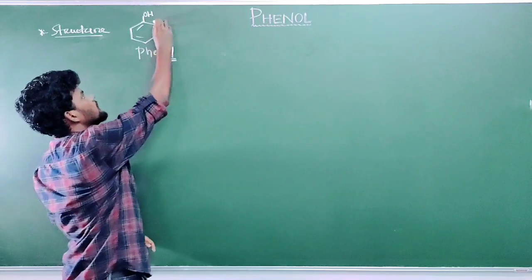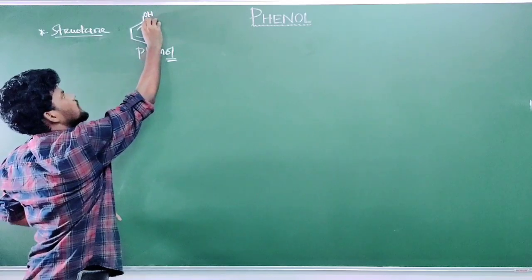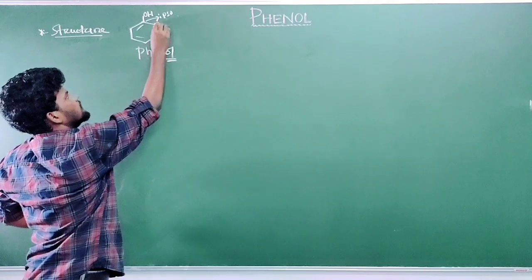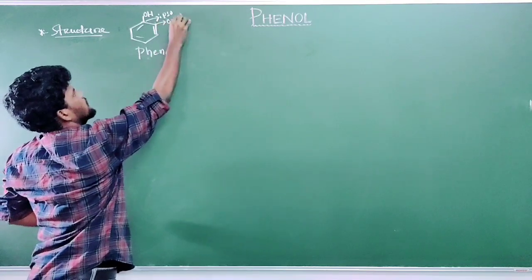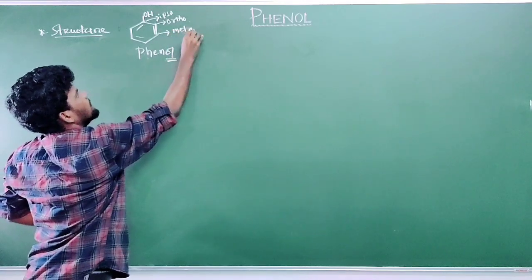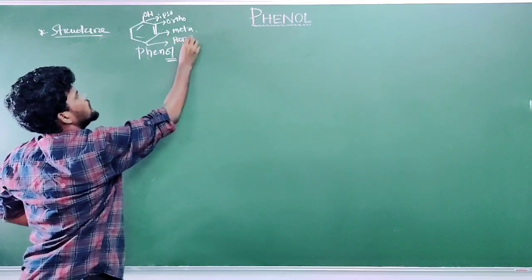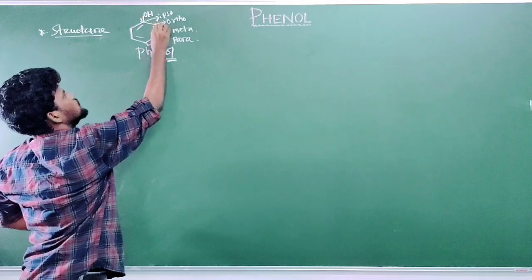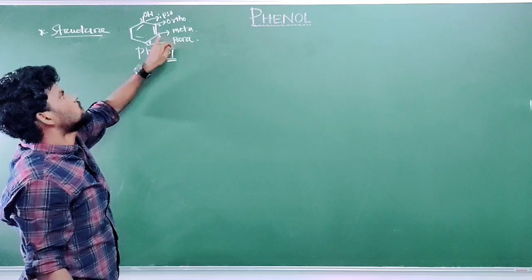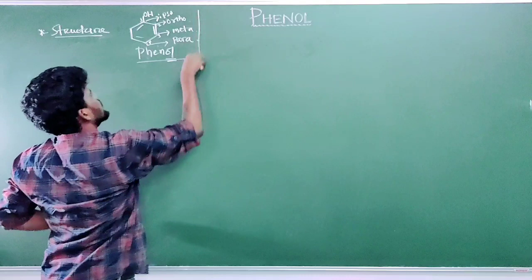One thing you should mark: the carbon atom to which the functional group is attached is known as the ipso carbon. The nearest carbon is the ortho carbon, the next is the meta carbon, and carbon number 4 is the para carbon. You can number them 1, 2, 3 and 4: position 1 ipso, 2 ortho, 3 meta and 4 para. This is the structure of phenol.